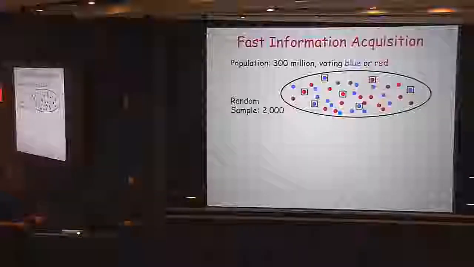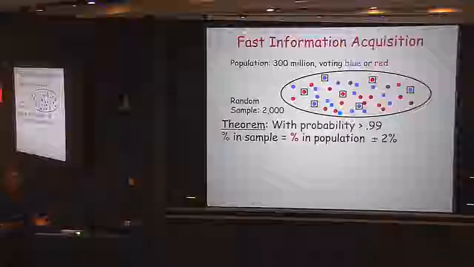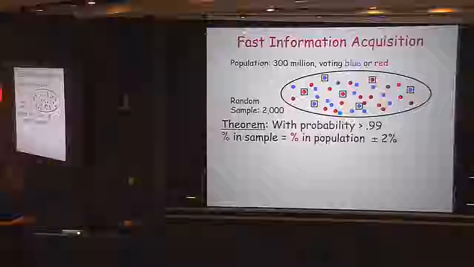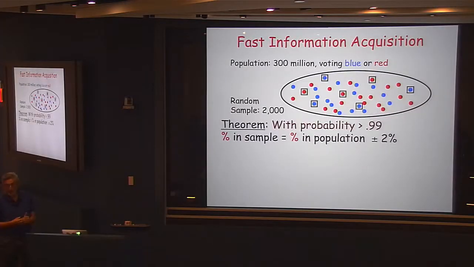And then this remarkable theorem, which is called the law of large numbers, says that if the sample is completely random, where we give equal weight to all subsets of size 2,000 in the population, then with probability 99%, the fraction we get in the sample and the fraction we get in the whole population differ by at most 2%. So it's a mathematical theorem, not too hard to prove. In fact, this theorem is stronger.